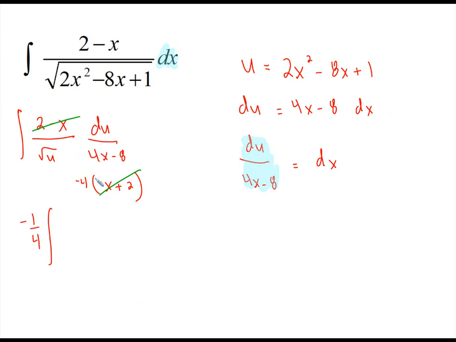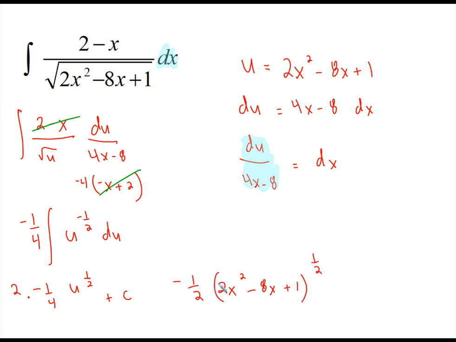And then in this problem I have square root u on the bottom. I'll just move it to the top, that's u to the negative half, du. So now this fits our integration table. This is a super easy integral. This is just going to be negative 1/4 times, we add 1 to the exponent, so that's going to give us u to the positive half, divided by half, which is the same thing as multiplying by 2. And then we have plus c. If we simplify a little bit, we end up with negative 1/2 times u, which is 2x squared minus 8x plus 1, to the half. You could change this back to a radical if you want.